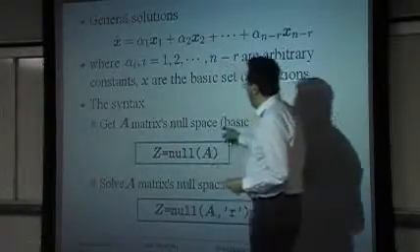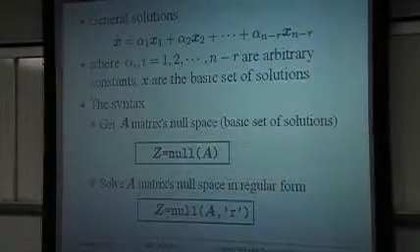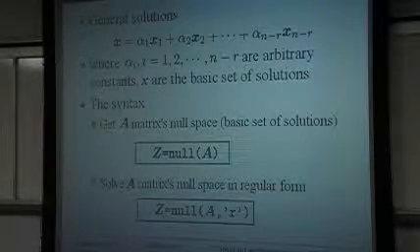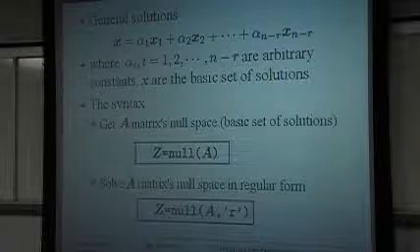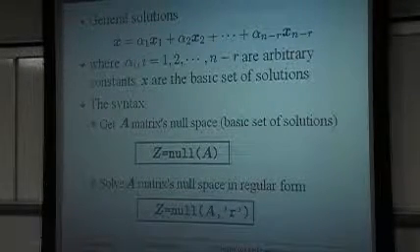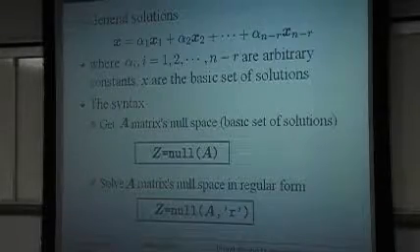The Matlab function null of A gives a matrix whose columns construct the basic set of solutions of the original equation. Let me demonstrate this part by an example. It might be easier to understand.